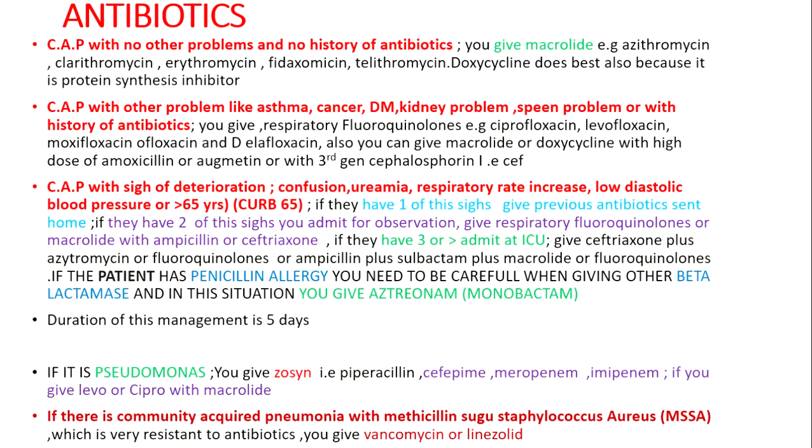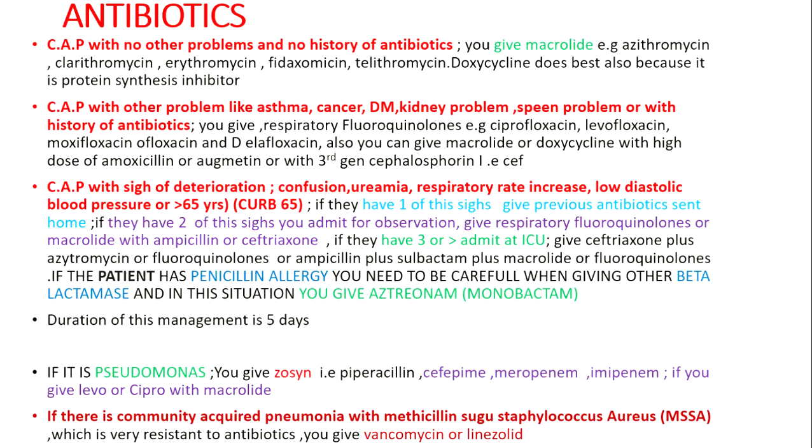What about the patient with deteriorating signs? If they have one sign, you can give the same as CAP with a problem or history of antibiotic use, and discharge them. If they have two, you need to manage at hospital, and you give fluoroquinolones, or you can give a macrolide with ampicillin or ceftriaxone. And if they have three, you can admit at ICU and you give ceftriaxone plus azithromycin, or you give a fluoroquinolone or ampicillin plus a sulbactam.